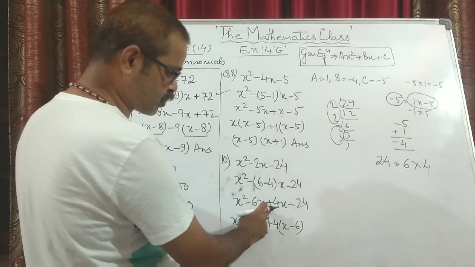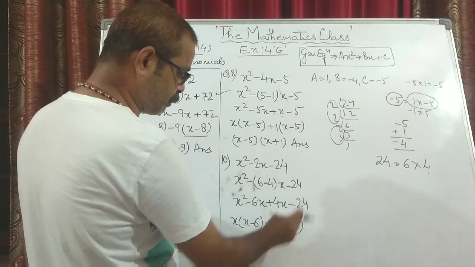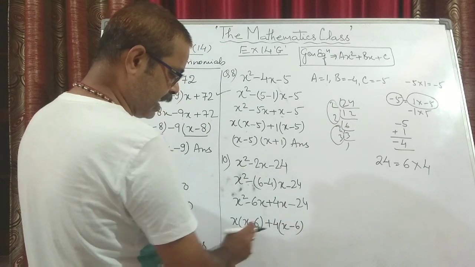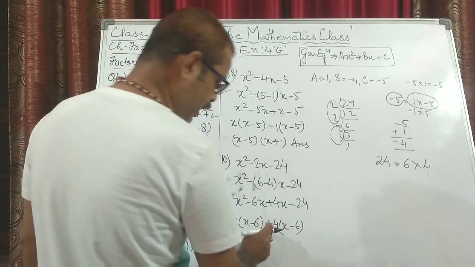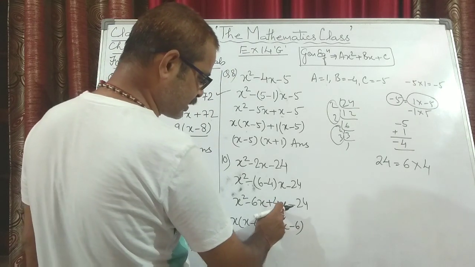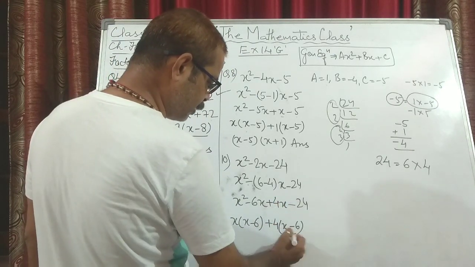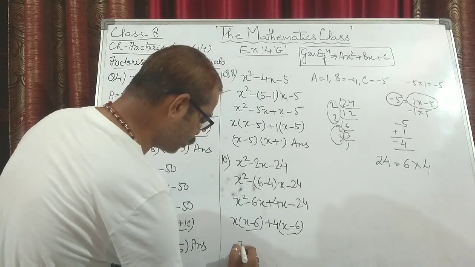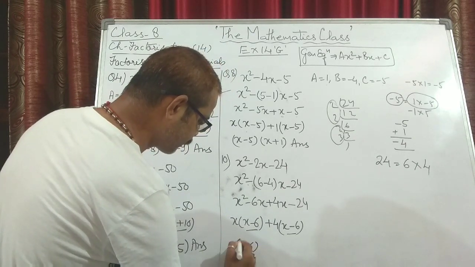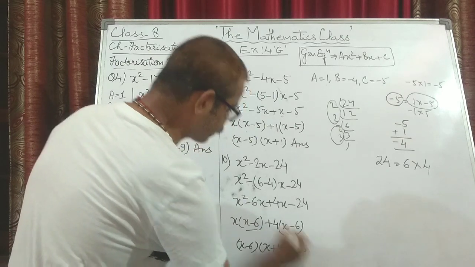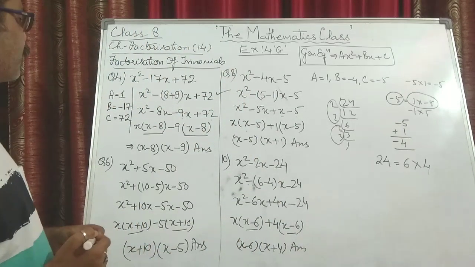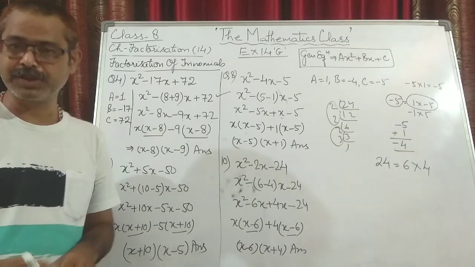Here if I take minus common, this 24 will become positive, and here I will be getting plus 6, and this is not going to match with x minus 6. So I have taken plus 4 common, x is left, minus 6 is left. Now these two are common, so x minus 6 and x plus 4 are the factors of the given trinomial. Now we move on to the next question.